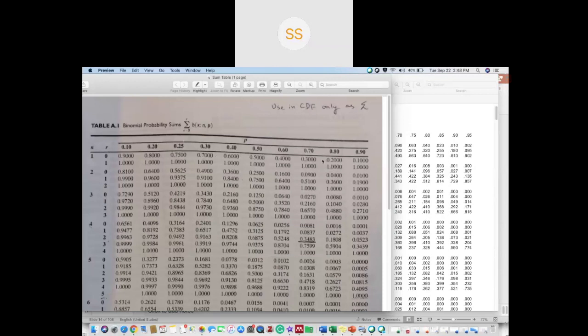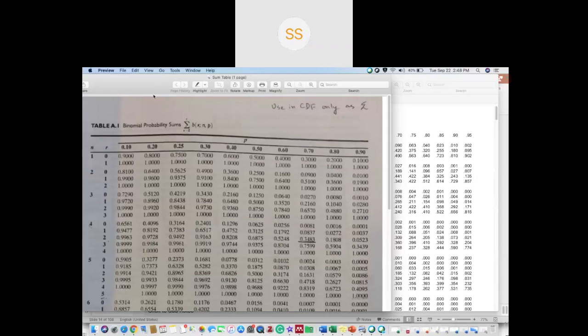So p is 0.70 as in my problem. The value of n is 4. This is my 4 here. And corresponding to 2, I figure out that my probability value is 0.3483. Now this is the CDF value that I am interested in. If you add up the previous values to this one, that will be wrong. Why? Because this value of 0.3483 is already a CDF value.